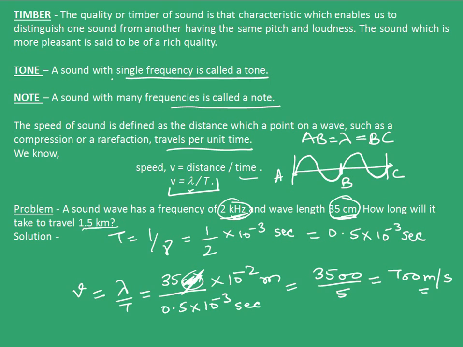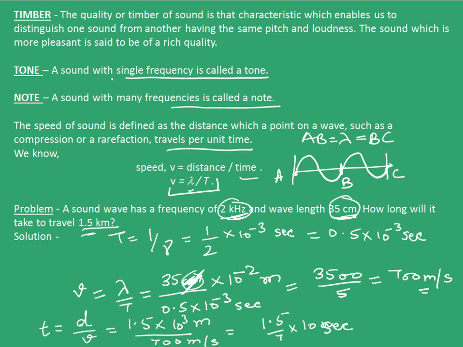Now to calculate the time it takes to travel 1.5 kilometers, we can find it by time taken is distance divided by speed, which is 1.5 into 10 raised to the power of 3 meters divided by 700 meters per second. This comes out to be 1.5 divided by 7 into 10 seconds, which is nothing but 15 upon 7 seconds, which is 2.1 seconds.